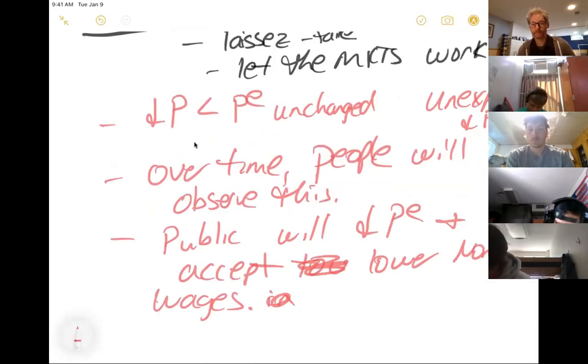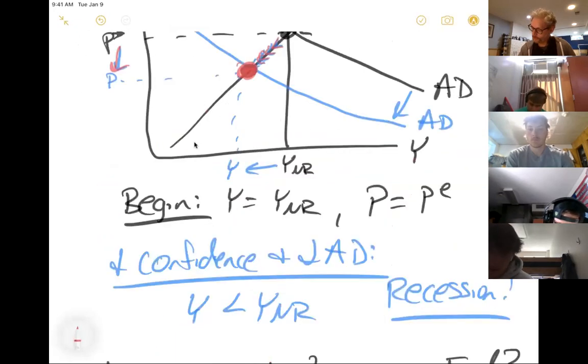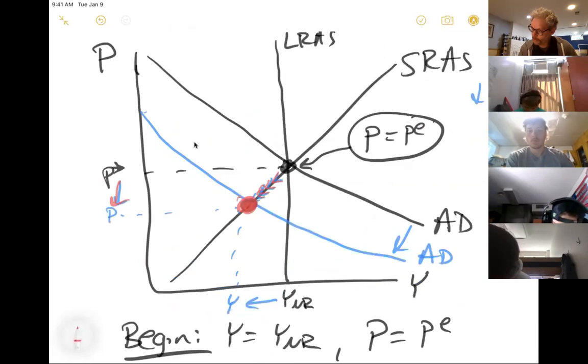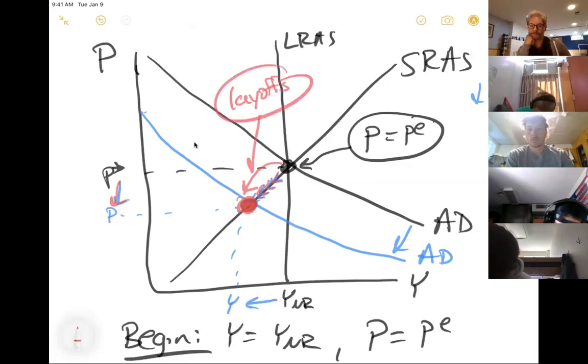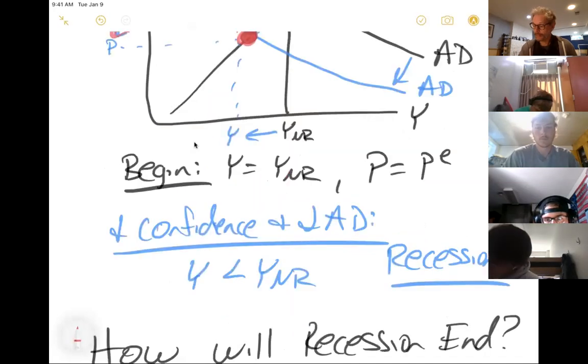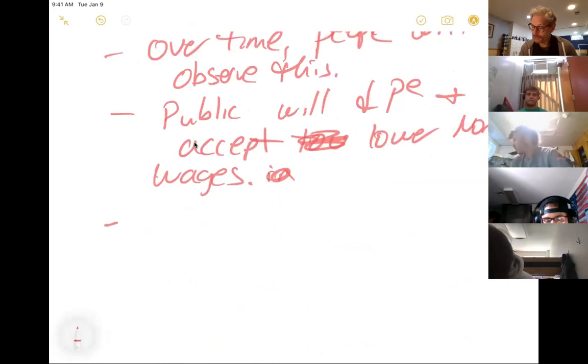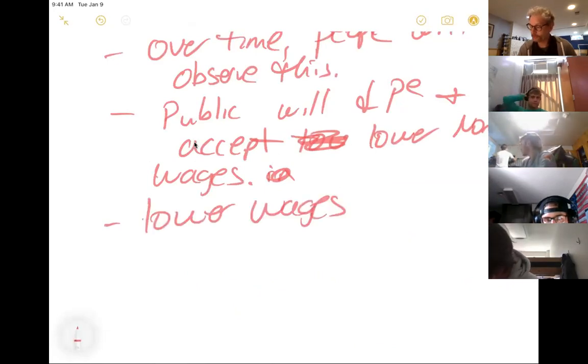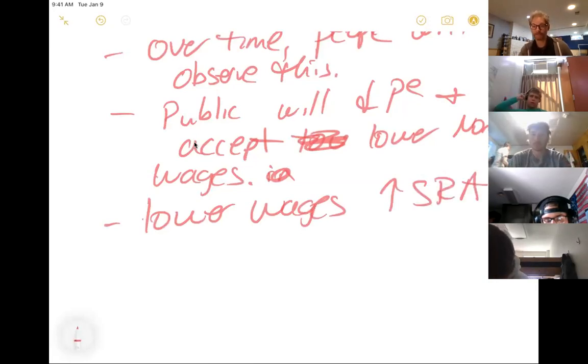Why will they do that? Why is the public going to accept lower wages? Well, notice here what's happened. What happened as we moved along our short-run aggregate supply curve? We had layoffs. Firms cut production and laid workers off because of this fall in aggregate demand. And so that is going to put downward pressure on wages. But this is in some sense a good thing, because lower wages do what to our short-run aggregate supply? They increase short-run aggregate supply.